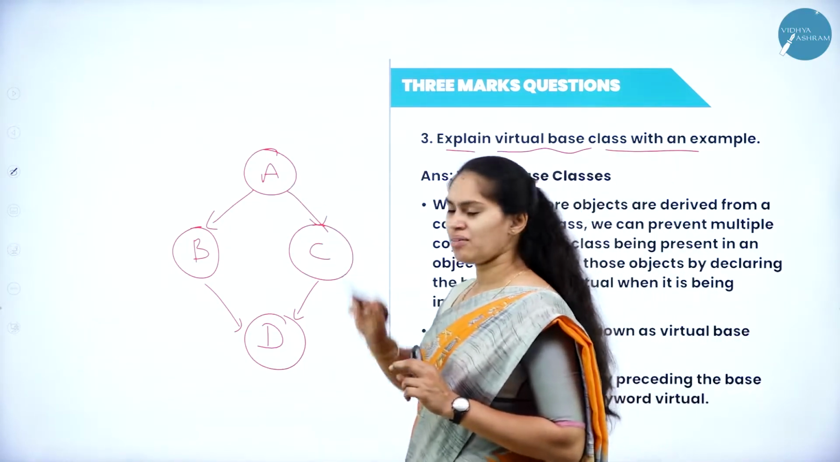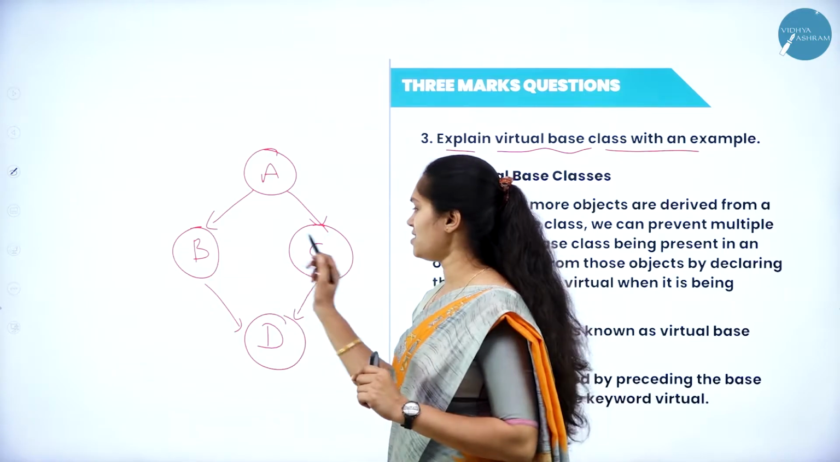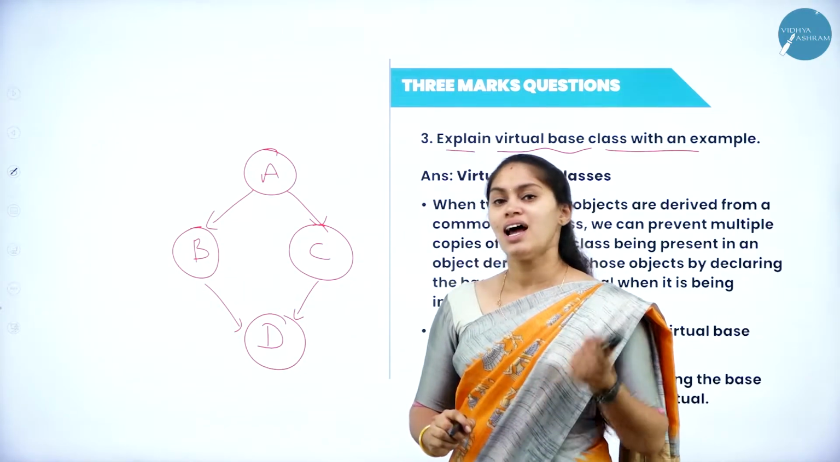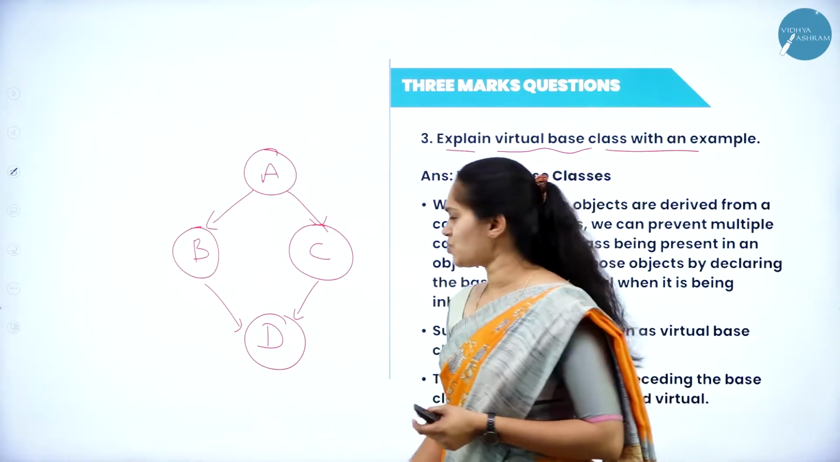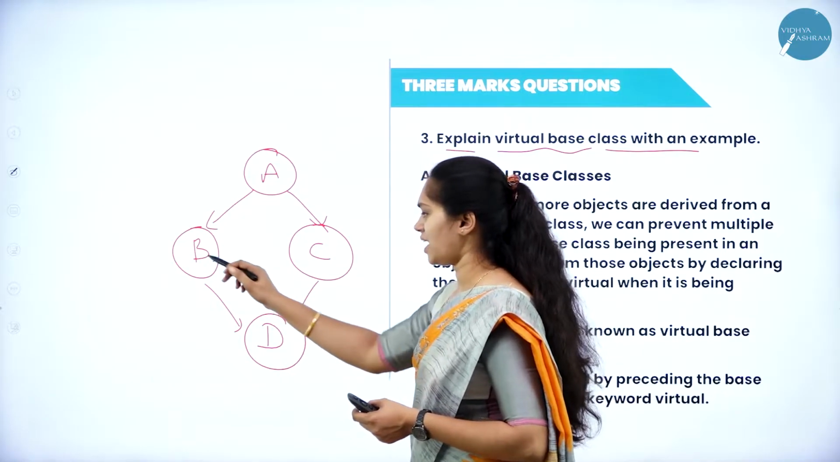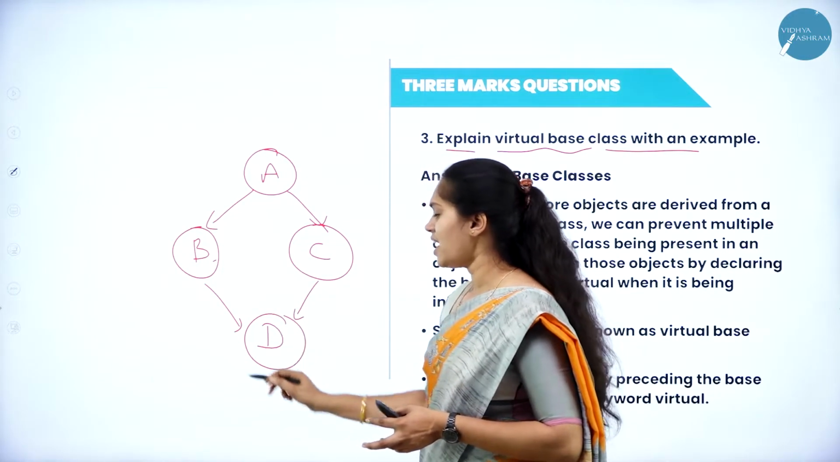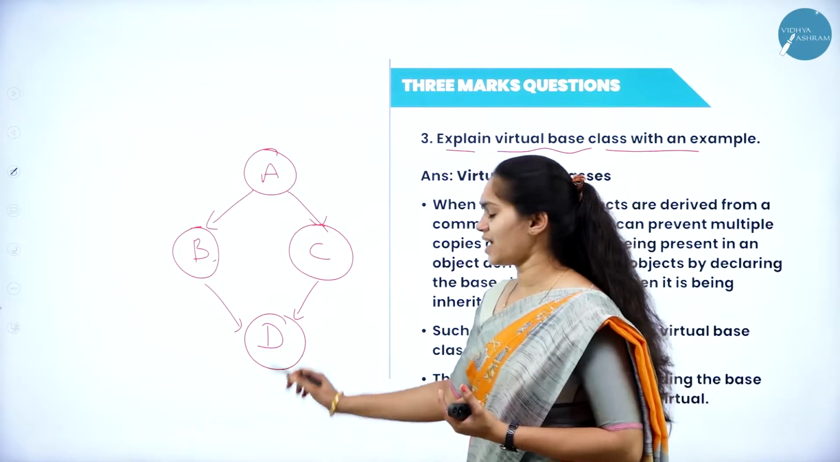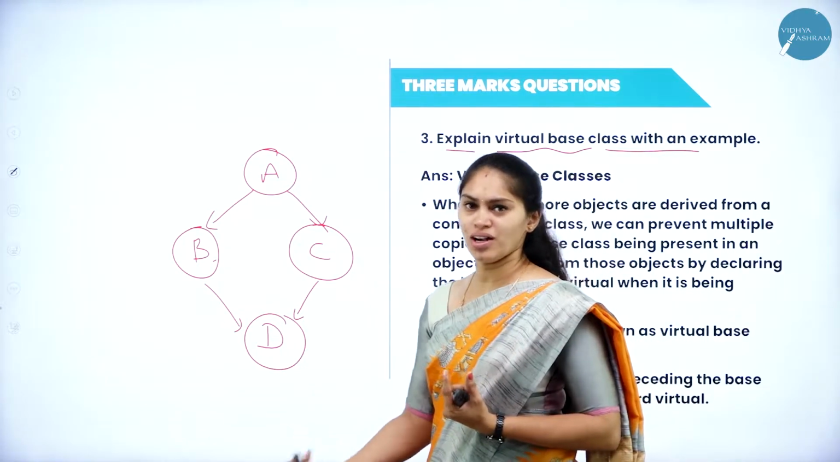So this A will be considered as a base class, and B and C will be considered as derived classes. And I am going to create one more derived class with the help of this B and C. I am taking the features of B as well as C, and I am creating one new derived class called D.